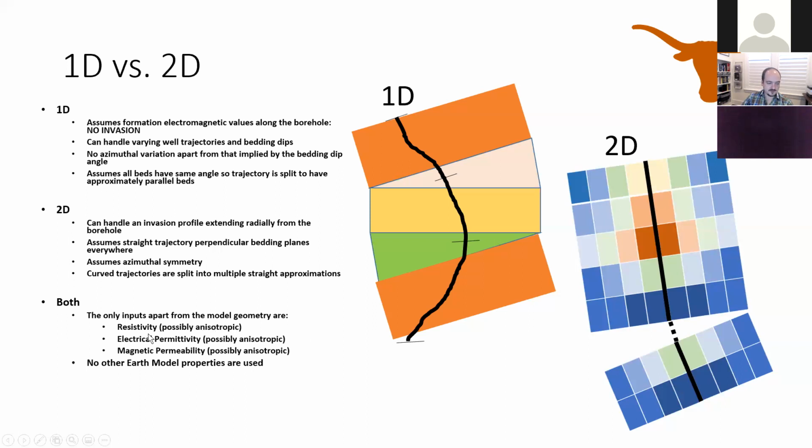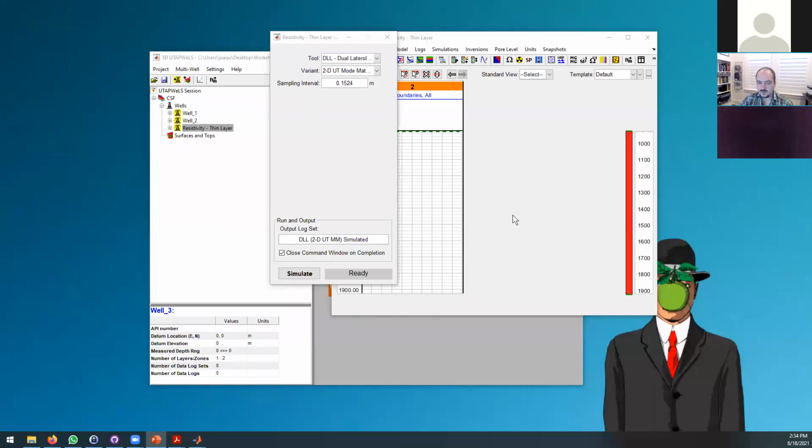And they all can take resistivity, electrical permittivity, and magnetic permeability. Well, most of them just take resistivity, and permittivity will have an effect, but very minimal. Not all of them take this one into account. And no other property is taken into account. So in the vast majority of cases, the only thing that is going to affect a resistivity simulation is the resistivity Earth model values that you have. If it's anisotropic, then the homogeneous and the parallel. Otherwise, just the homogeneous value.